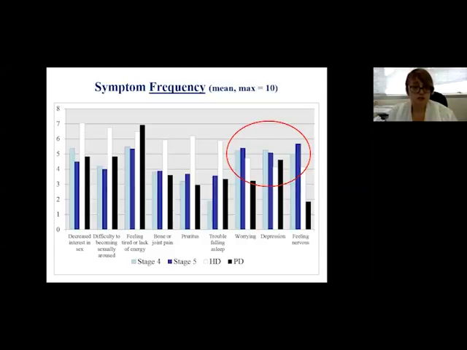So these symptoms, worrying, depression, and feeling nervous, were the only symptoms that seemed to be much higher in stage 4 and stage 5 non-dialysis, whereas all the other symptoms and severity and frequency and distress and so on were much higher in the hemodialysis and the peritoneal dialysis patients. It's not surprising that those in stage 4 and stage 5 who are not on dialysis would be feeling worried or nervous and might even be depressed about living with their renal failure.